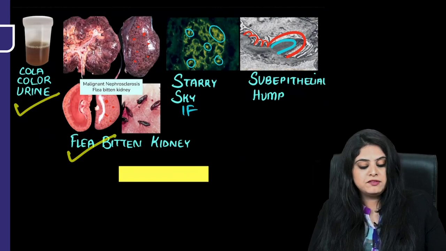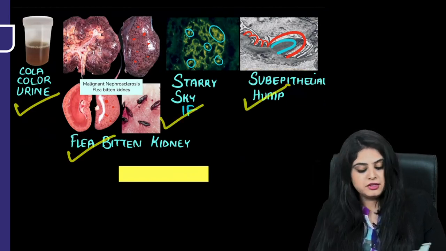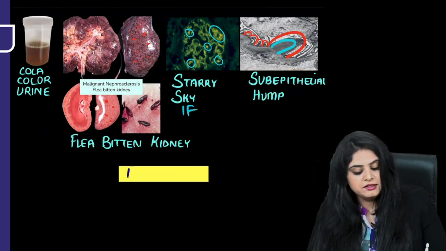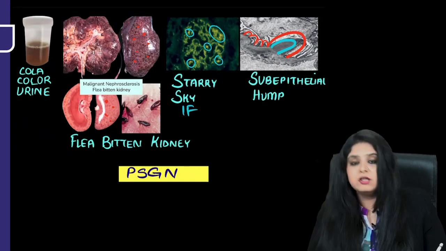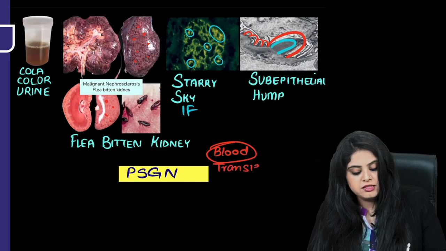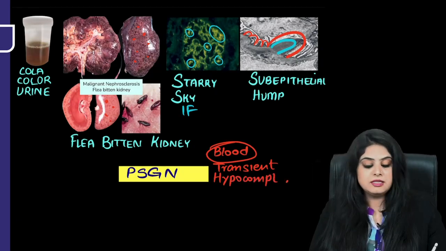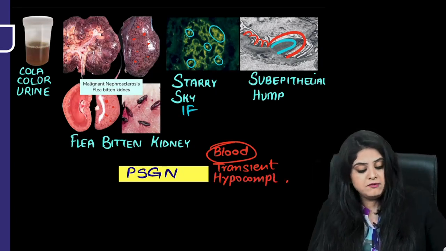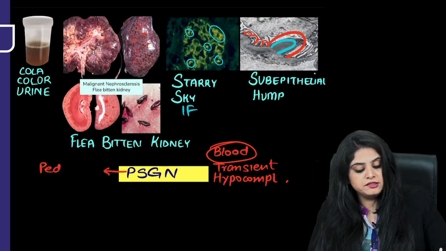Cola color urine with flea bitten kidney with starry sky appearance and subepithelial hump is the diagnosis of post-streptococcal glomerulonephritis. Please remember the blood test shows a very important finding known as transient hypocomplementemia. There's a transient decrease in the complement levels. Moving on, P for PSGN and P for pediatric. This is the most common nephritic syndrome that you see in the pediatric population.